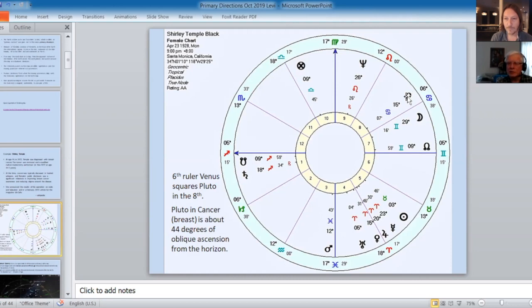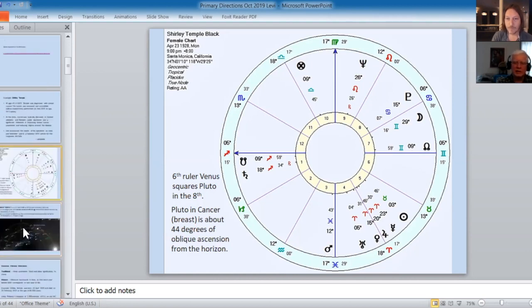Well, Pluto here would come down to the horizon in roughly 44 degrees on the ecliptic. It's probably a little more than that, 6 Gemini to 6 Cancer would be 30, and then that's 15, so 39. Yeah, 39 is close to 44. So I'm guessing, if we did the primary directions, that Pluto would be on the horizon at age 44. So let me look at the next slide.